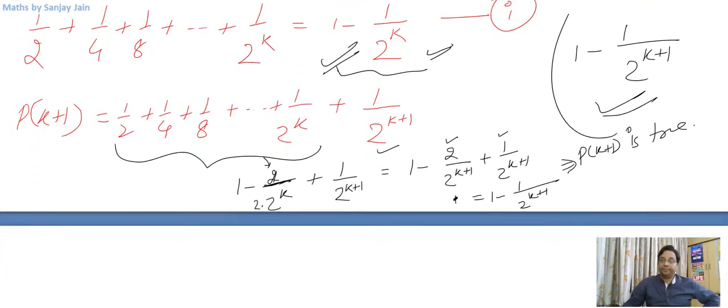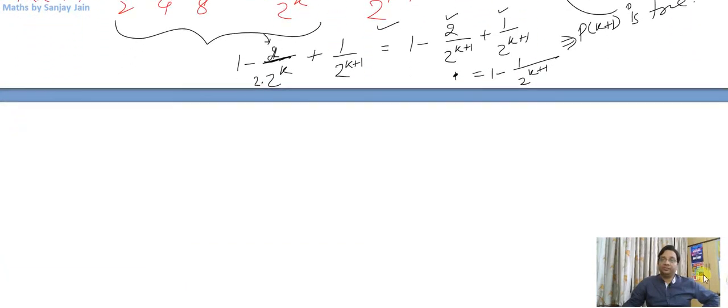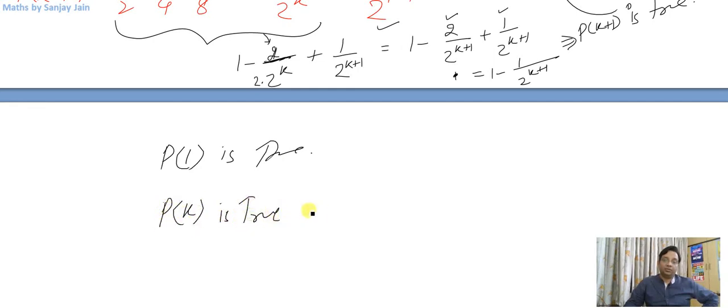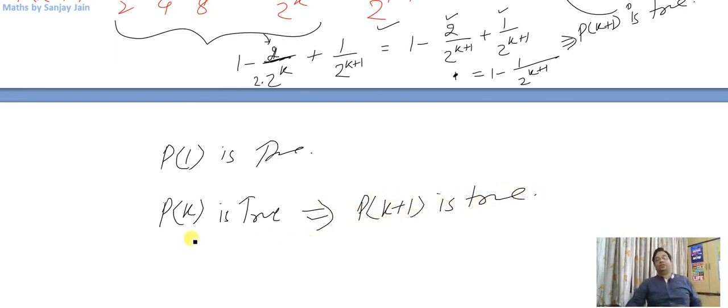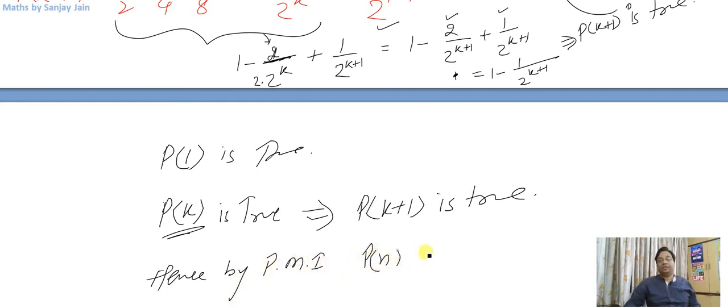Okay, and this much is enough to prove a statement to be true, because p of 1 is true and p of k is true implies that p of k plus 1 is true, right? Or the truth of P of k implies the truth of P of k plus 1. Hence by principle of mathematical induction, I can say P of n is true.